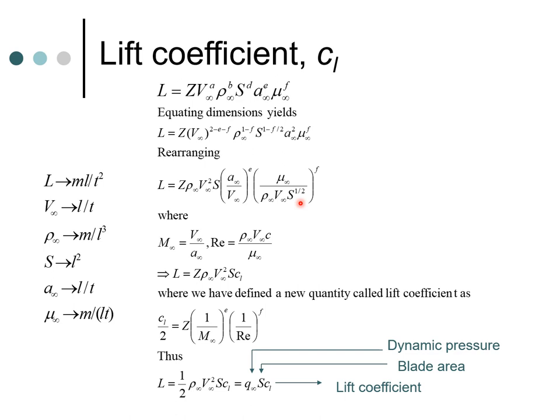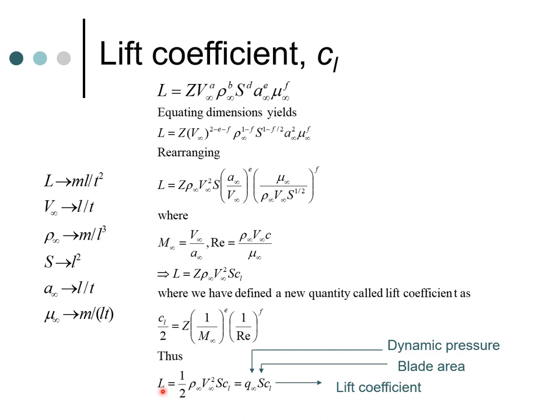And if you observe closely, we can see that this value is essentially a reciprocal of the Mach number. This value is essentially a reciprocal of the Reynolds number. So then I can write this L as half rho V square S CL. Okay, so this is the value of CL which we have defined here. So CL is essentially defined in this manner. So this new quantity is known as the lift coefficient, that is CL is known as the lift coefficient, and we can clearly see that CL could be calculated using this kind of relationship.